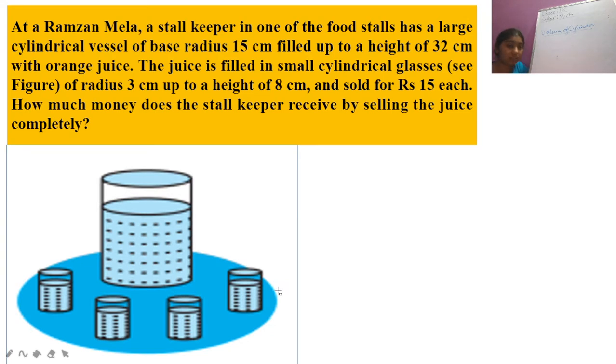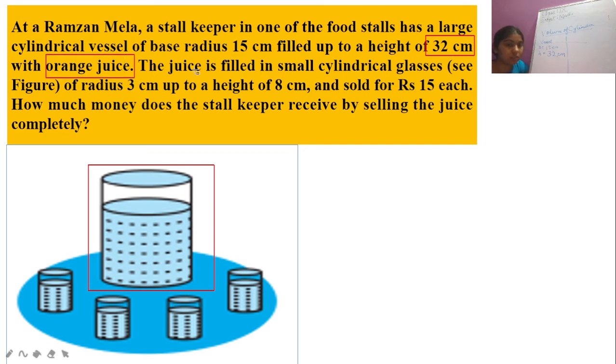At a Ramzan Mela, there is a stall keeper. In the food stall, he has a cylindrical vessel with a base radius, the bigger cylindrical vessel you can see, whose radius is given to you. So let's draw it. The cylindrical vessel has a radius of 15 centimeter, right students? The height of this is 32. What kind of juice is in this vessel? We have orange juice, right?